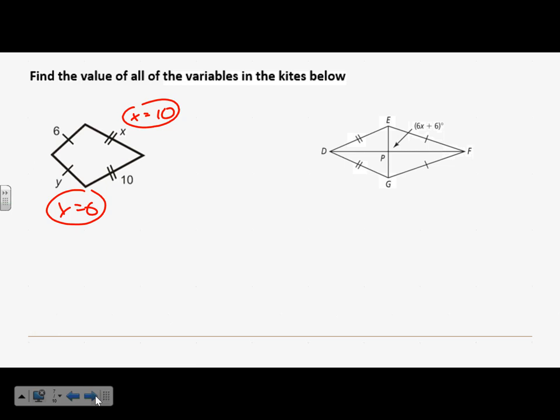This next one, so the diagonals are 90-degree angles. That's 6x plus 6 is 90 degrees. So subtract 6 from both sides. 90 minus 6 is 84. Divide both sides by 6, x is 14.